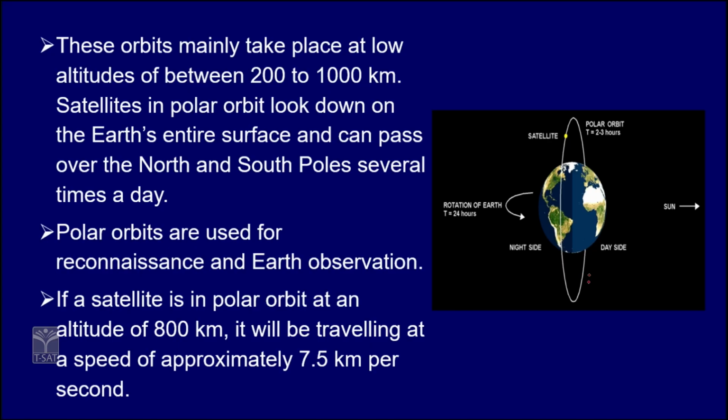If you want to observe the Earth several times in a day, we will be using these low Earth orbits that revolve in polar satellite orbits. If a satellite is in a polar orbit at an altitude of 800 kilometers, it will be traveling at a speed of approximately 7.5 kilometers per second.